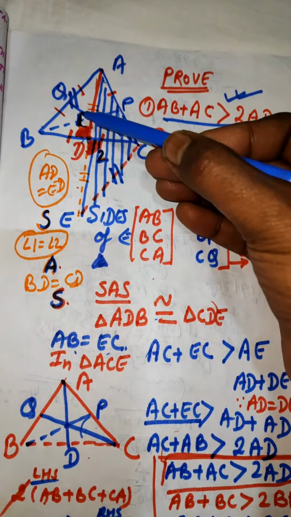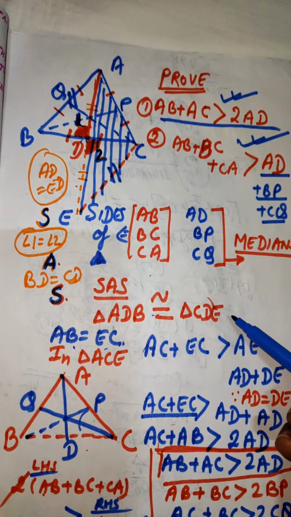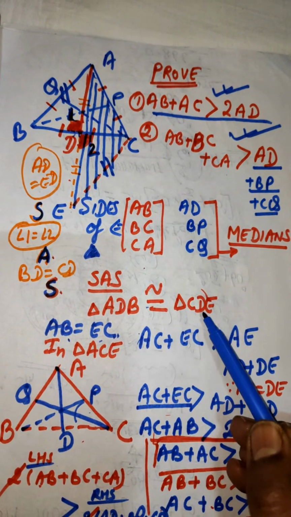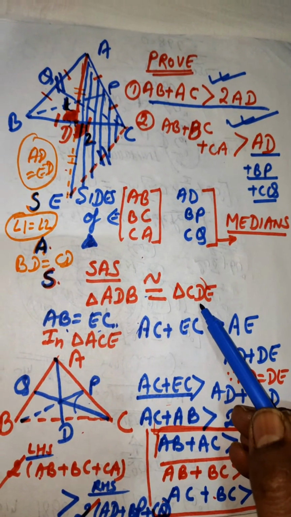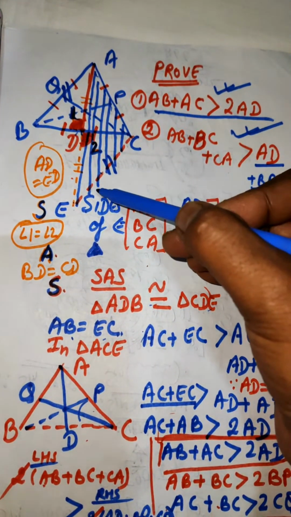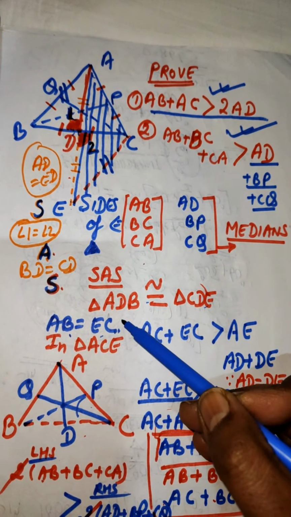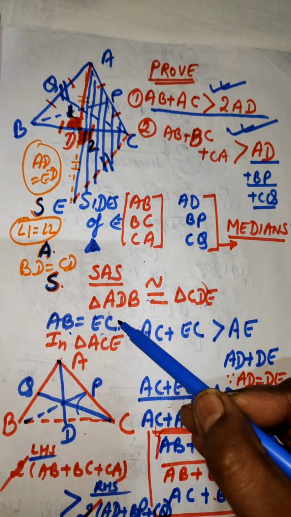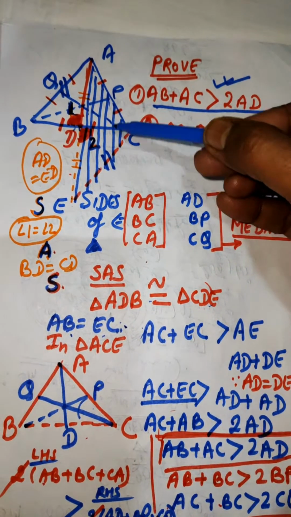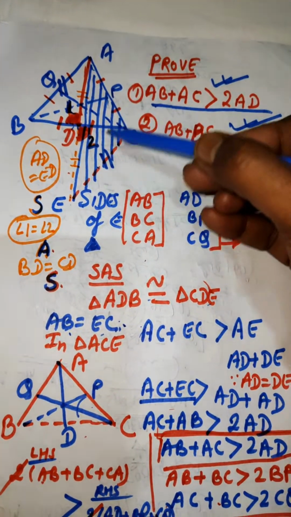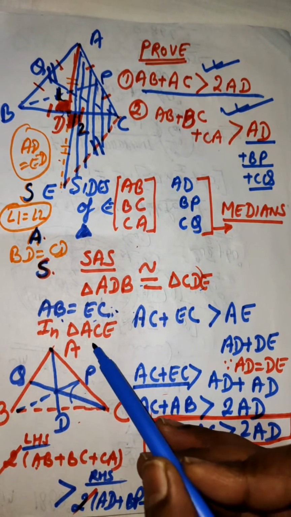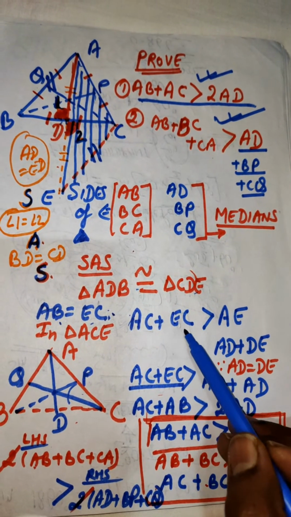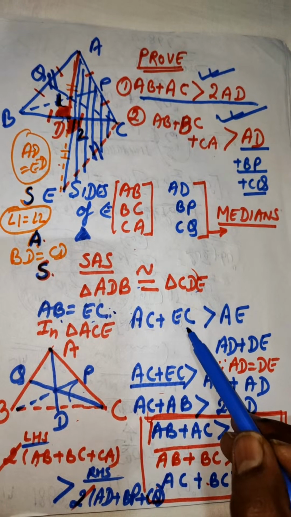After that, we proved congruency of triangles ADB and CDE by side angle side. After proving this congruency, by CPCT we said AB equal to EC. Now considering this shaded triangle ACE, AC plus EC is greater than AE, because the sum of two sides of a triangle is always greater than the third side.